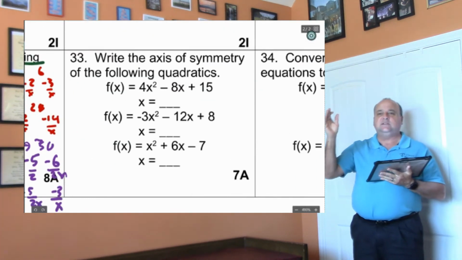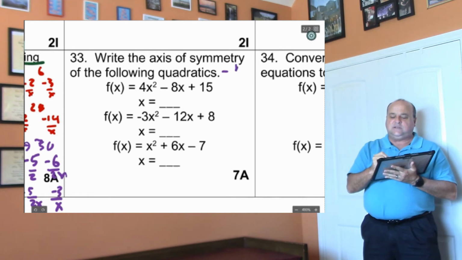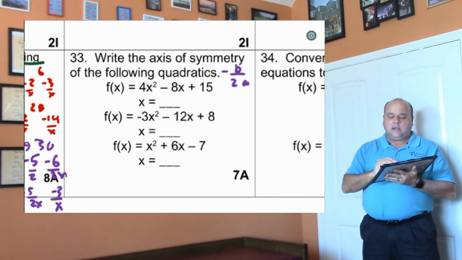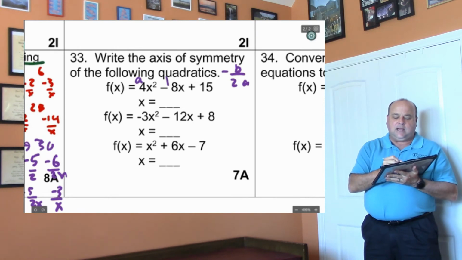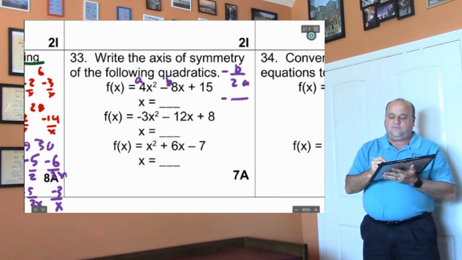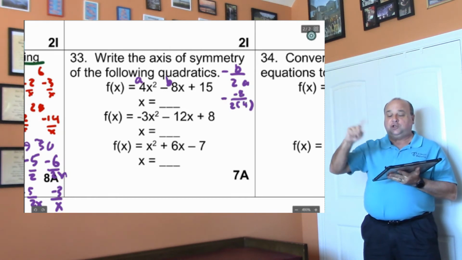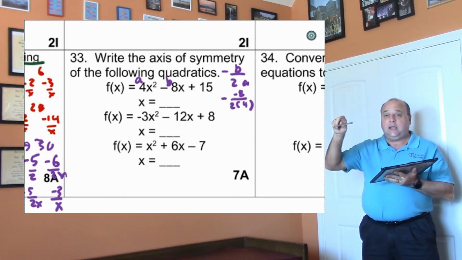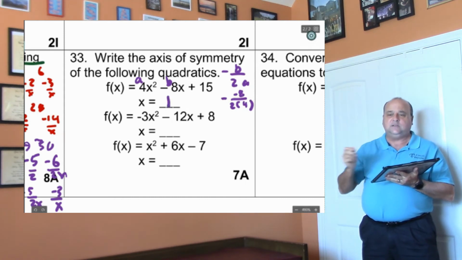Write the axis of symmetry. Remember, you get the axis of symmetry by negative b over 2a. It's on your formula chart. In this problem, this is my a, this is my b. We don't need the c. So I'm going to put negative fraction bar, negative 8 over 2 times 4. There's two negatives, so it's going to be positive, and 8 divided by 2 times 4, 8. 8 divided by 8 would be a positive 1.